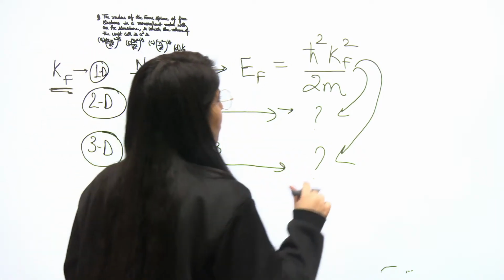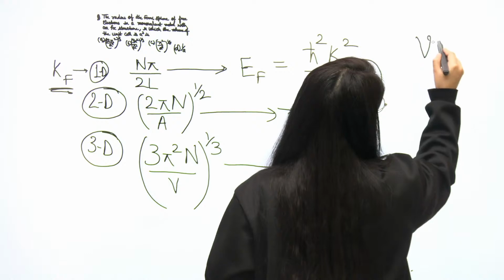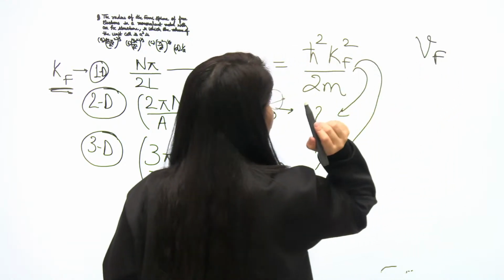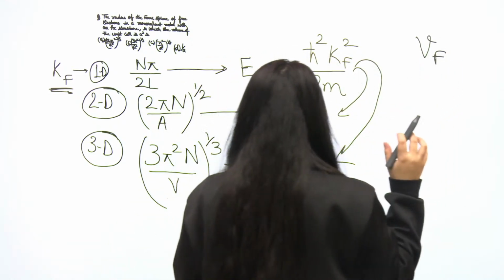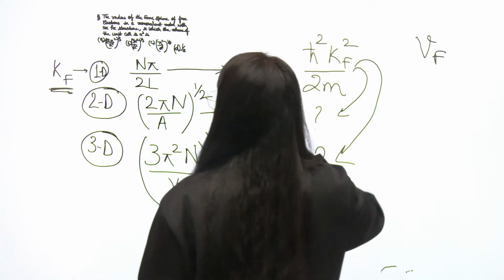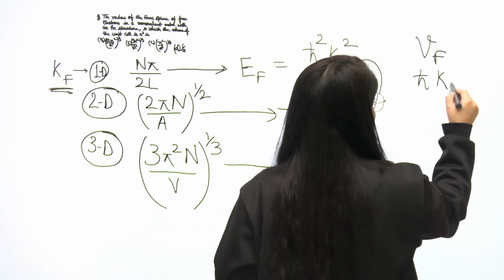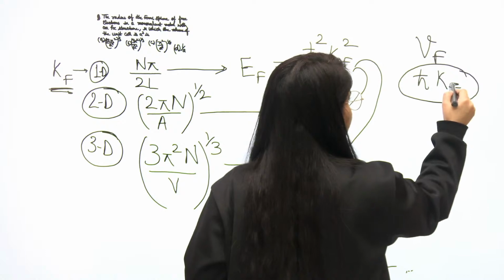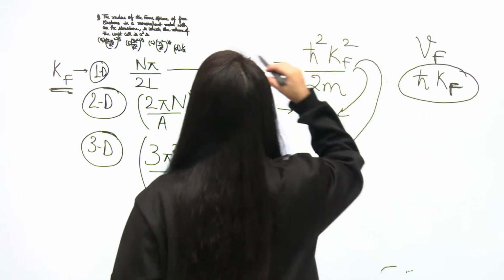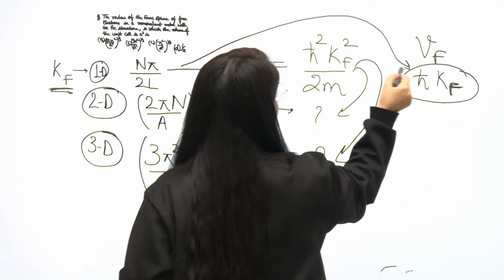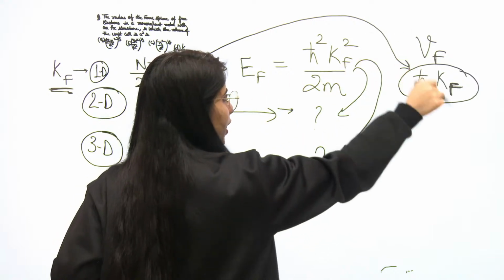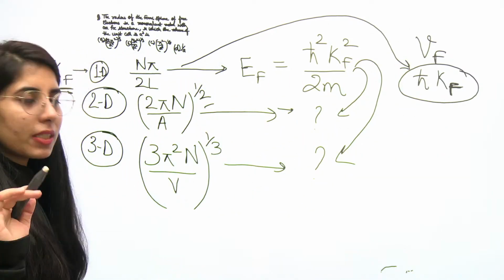If I am going to talk about the Fermi velocity, what will be the case for 1D, 2D and 3D cases? Same thing, everything remains the same, just h bar kF upon m. Corresponding to 1D, 2D and 3D cases, just put the value of kF here, and you are ready with the formula for Fermi velocity.